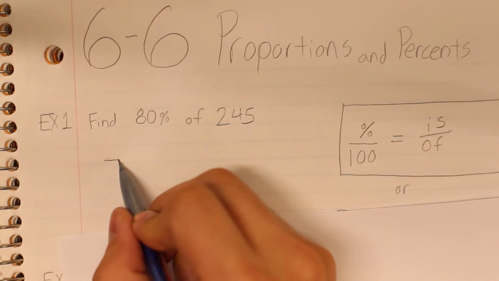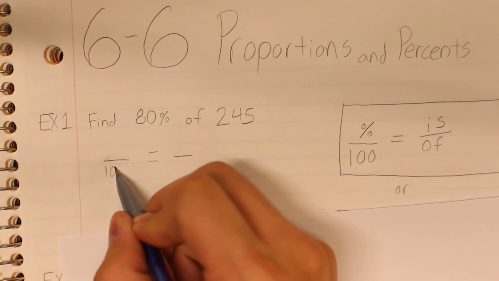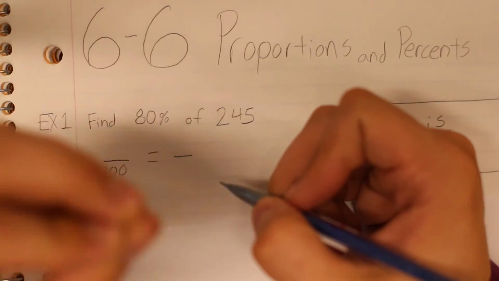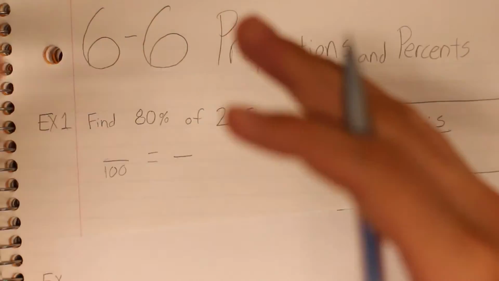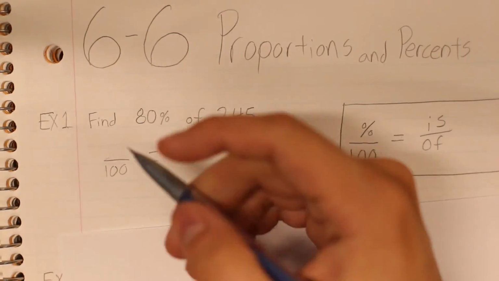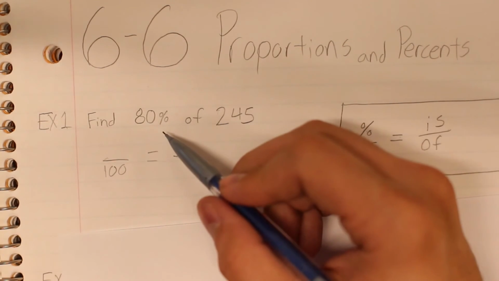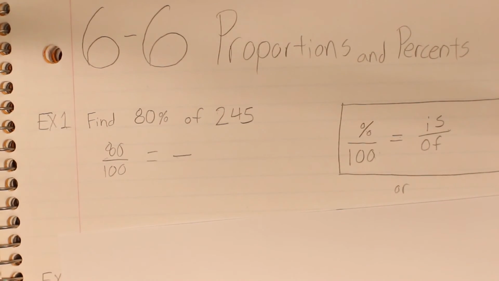Go ahead and just make your little bars and put your equal sign and put your 100. The 100 always goes there. That 100 is representing 100%. It's representing all. That's what that stands for, basically, all. The percent. Now, does the problem give us a percentage? It does. It gives us 80. Go ahead and put 80 above 100.